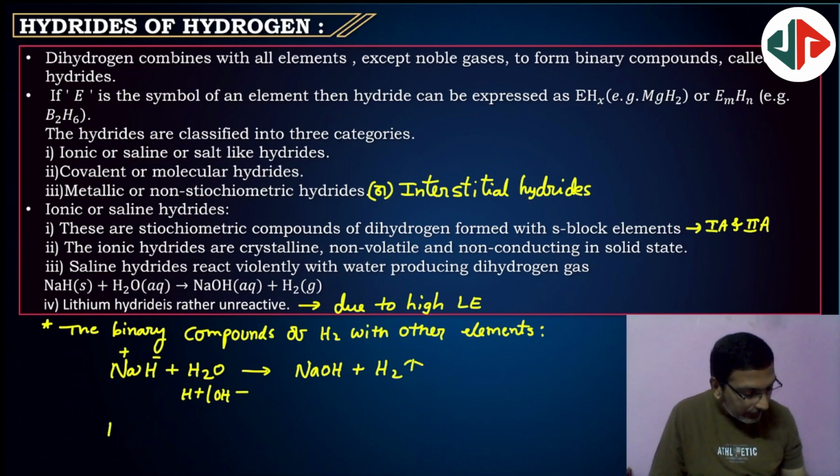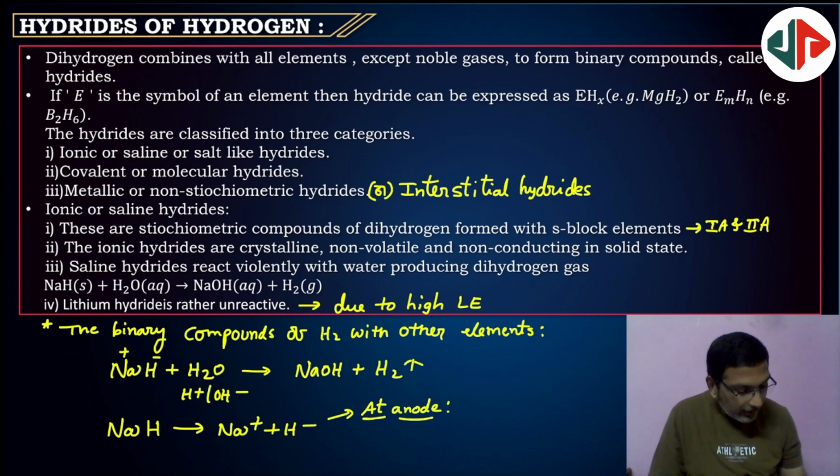Next, one more point. NaH on electrolysis will give Na plus and H minus. At the anode, which means the positive electrode, negative ions are attracted. Therefore, 2H minus will be converted to H2 with release of 2 electrons.